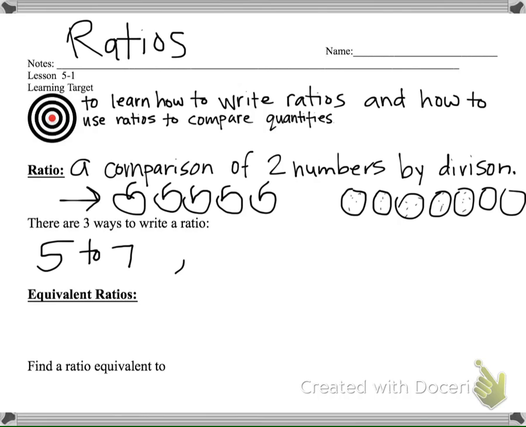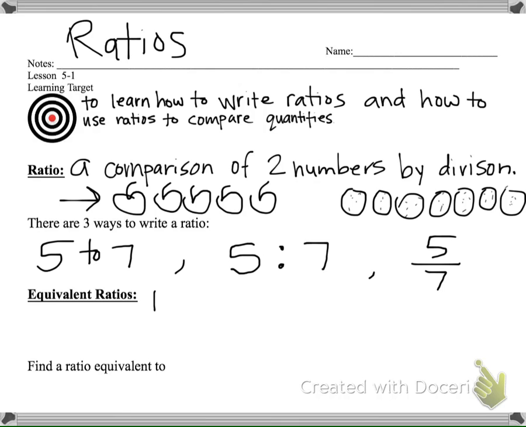But what you need to know before we start any of this is that there are 3 different ways to write a ratio. The first one, if I'm comparing apples to oranges here, I have 5 apples and I have 7 oranges. The first way that I can write that is 5 to 7, using the word "to." Another way is 5 colon 7, and the last way is a fraction, 5 over 7.